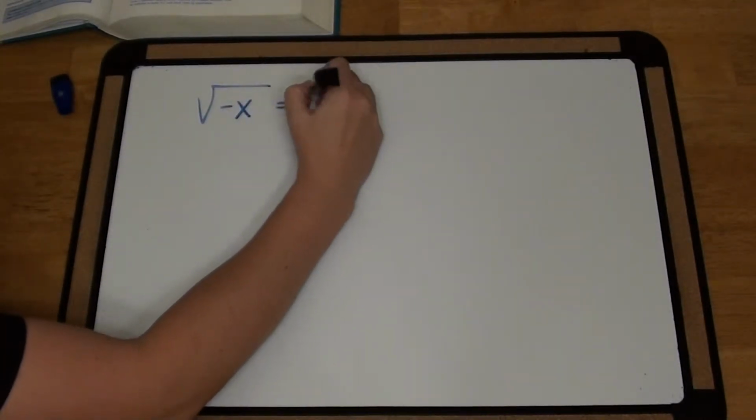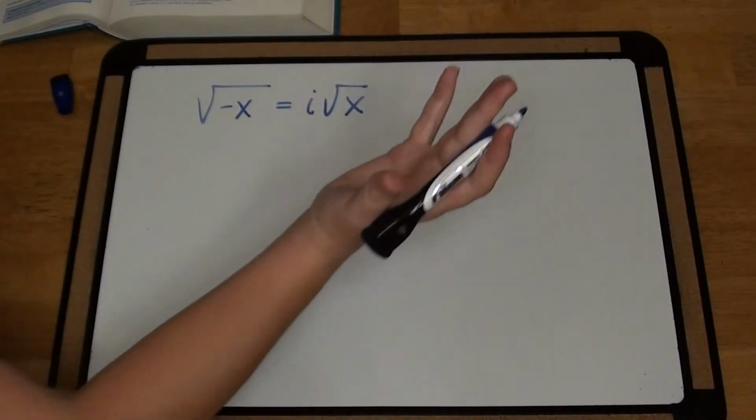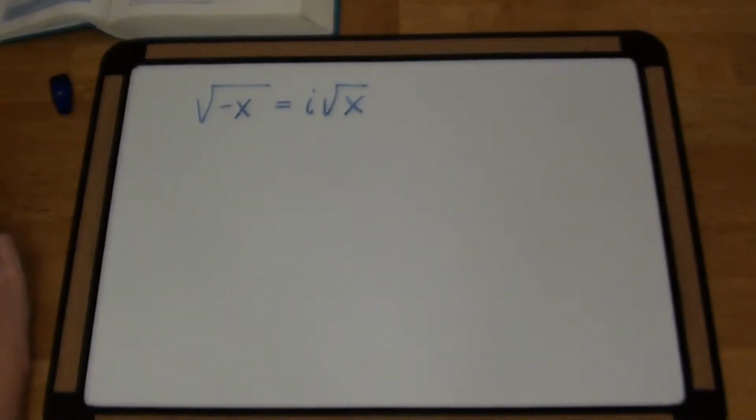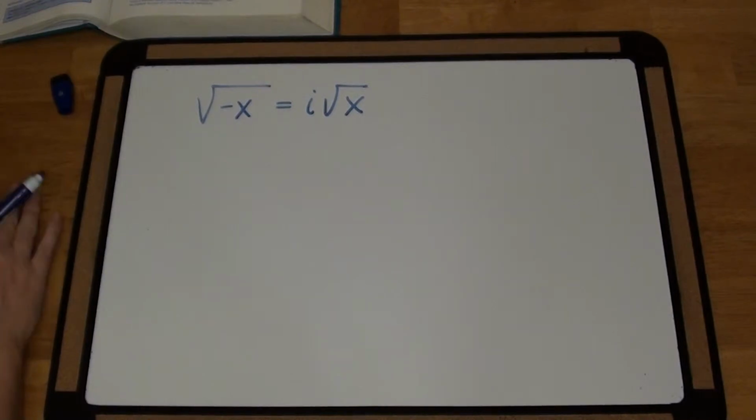All right. So over here they define this as the square root of -x is the same thing as i times the square root of x. That should make sense because i represents the square root of -1. Easy.